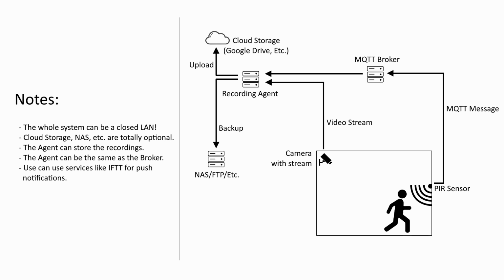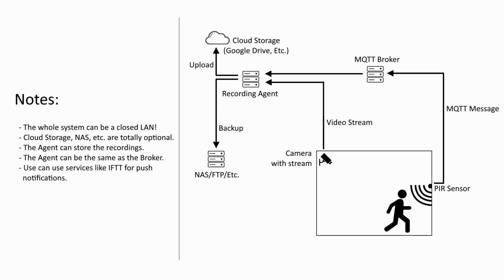Okay, so how does this work? Basically, we set up the PIR sensor together with, let's say, a microcontroller, which can communicate via Wi-Fi. And via Wi-Fi, it will send a message to something we call a message broker, or MQTT broker.